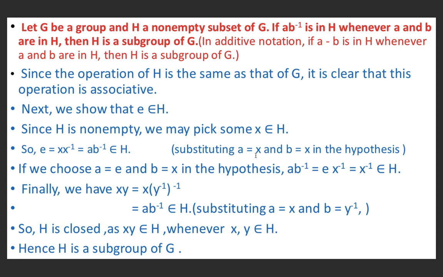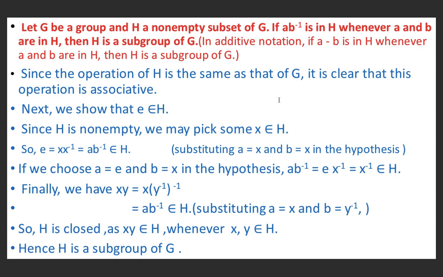If we substitute a equal to x and b equal to x, then x is equal to a and x inverse is equal to b inverse. And ab inverse is given to be in H. It means ab inverse belongs to H. And if we choose a equal to e and b equal to x in the hypothesis, then we get ab inverse is equal to e x inverse, since we have substituted e for a and x for b. And e into x inverse is x inverse, and so x inverse belongs to H.